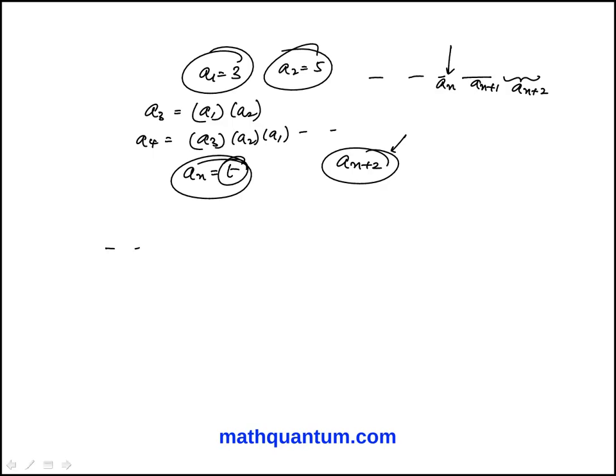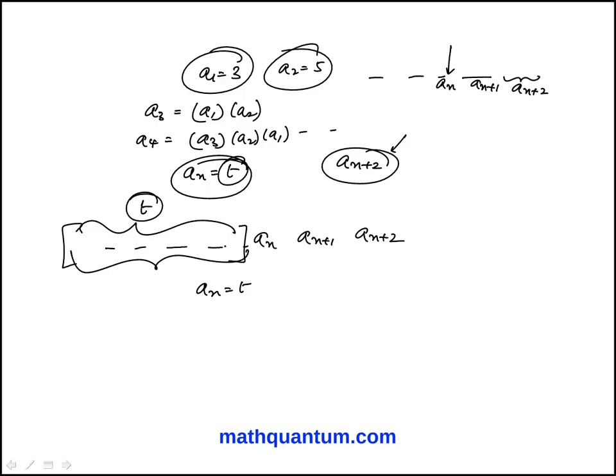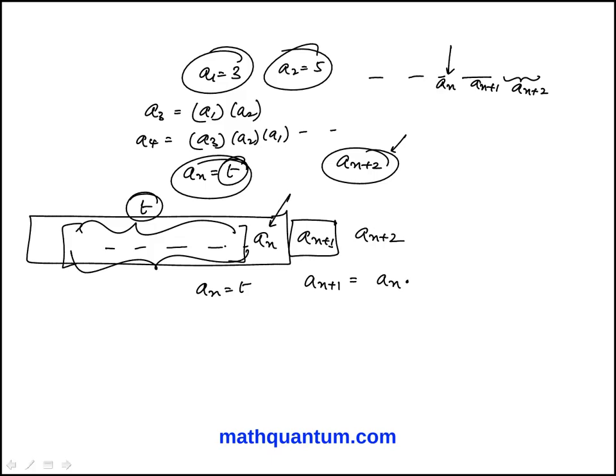So if we look at these terms, and let's say this is AN plus 1, and AN plus 2, AN would be the product of all of the terms that are prior to AN, and we're given that AN is T. So this product itself is equal to T. Now I can also write A sub n plus 1. So this term would be the product of all of these terms, AN and the terms prior to that. So it's going to be equal to AN times T, because remember, T is the product of these terms before AN.